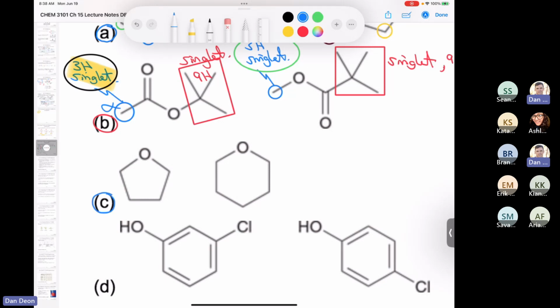Now, if we look at C, could anybody just tell me how you would differentiate between the two compounds in C? Either unmute their mic or type it in the chat. How would you differentiate between these two compounds?